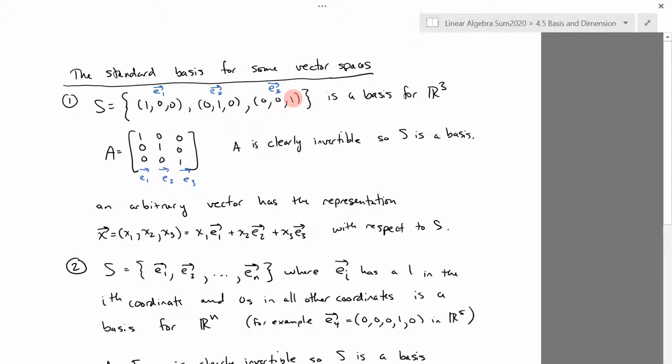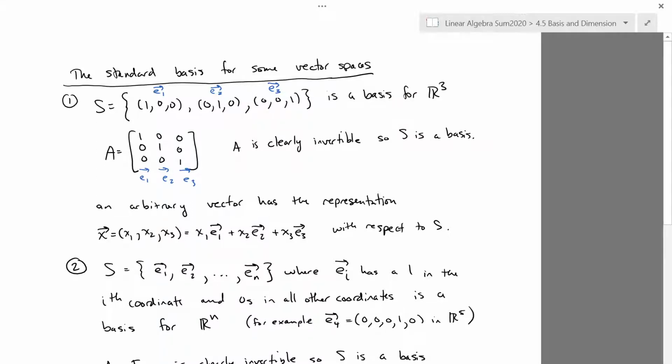Okay, so from what we said previously, to verify this is a basis, you take each basis vector and write them as column vectors, as I did here. And you can see that this matrix is clearly invertible, because it's just the identity matrix and the determinant is 1. So our set S is a basis for R3. And furthermore, this is called the standard basis for R3.